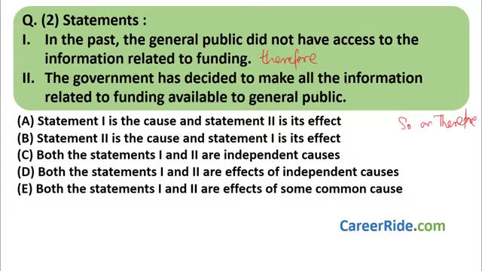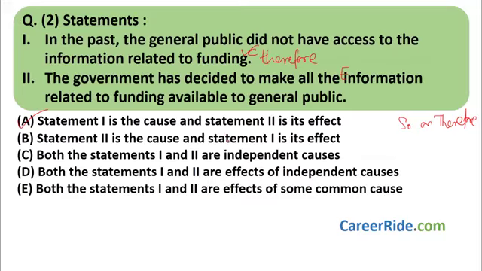Let us try the other way around. Government has decided to make all the information related to funding available to general public, therefore in the past the general public did not have. This does not make sense, right? So only the first type which we did, that is first sentence, therefore second sentence, this makes sense. So that means that sentence before therefore is the cause and this is the effect, okay. So statement 1 is the cause and statement 2 is its effect. See how easy it is.